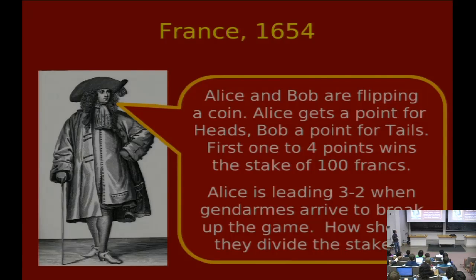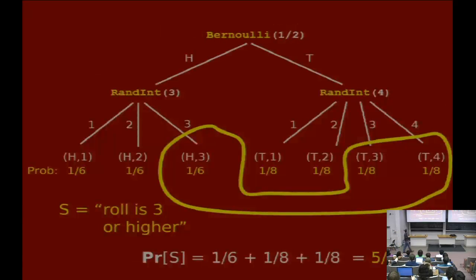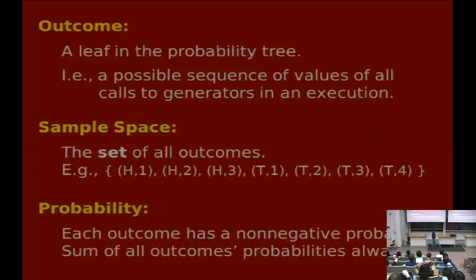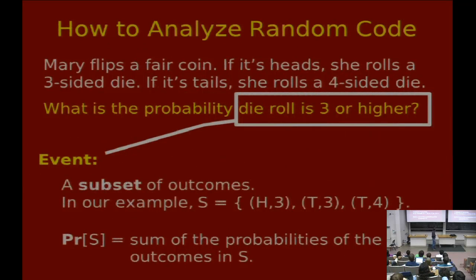I want to make a word about notation here. We have a slight overload of notation because we'll sometimes write the probability of an event, where an event is a set of outcomes. So we write that as probability of S. But we'll also occasionally write just the probability of the outcome itself. So that's a little operator or notation overload. Questions about these definitions?